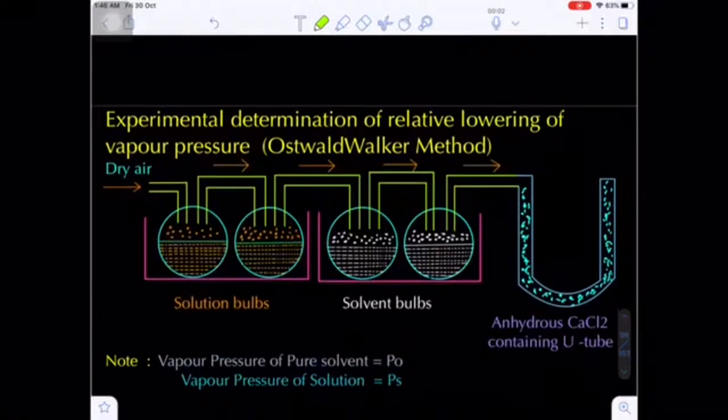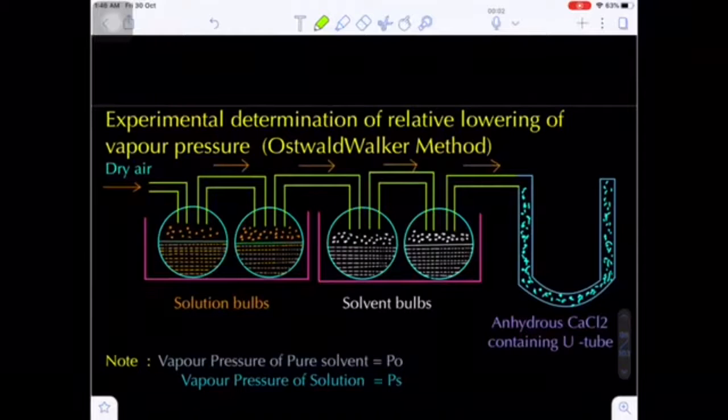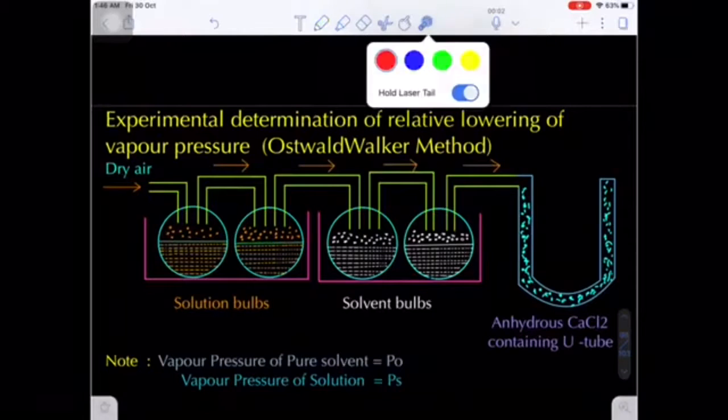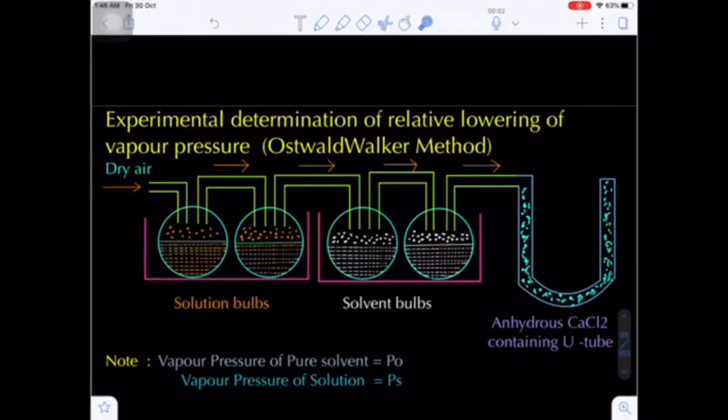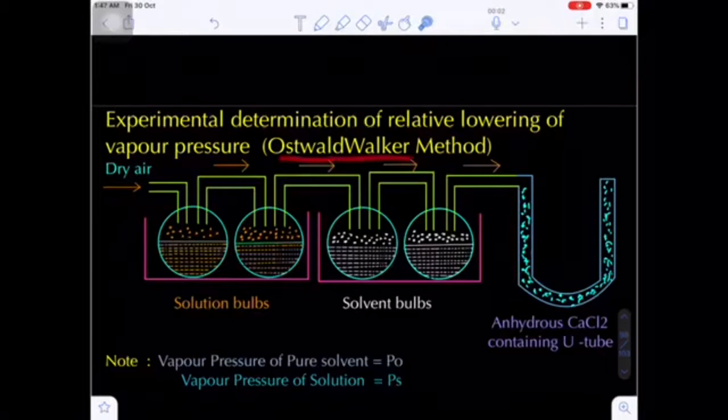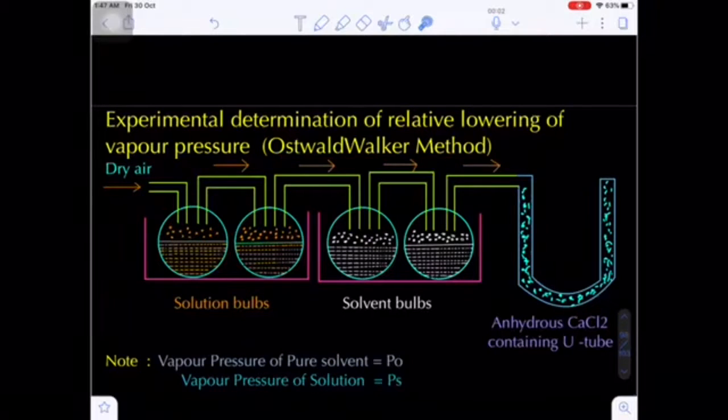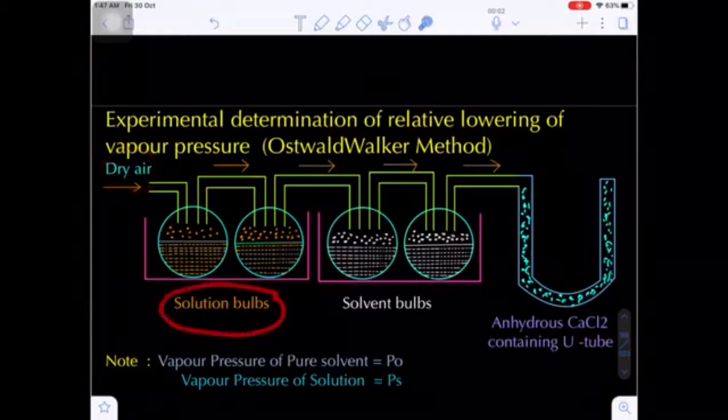Now here is one important experimental method regarding the calculation of RLVP. How to determine experimentally the relative lowering of vapor pressure of a solution? This is known as the Ostwald-Walker method. In this method, what happens when dry air is sent into, first of all, the solution bulbs.